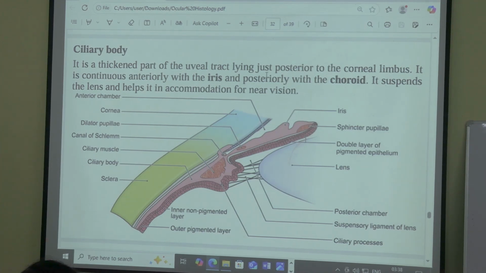What is the function of the pupil? It controls the amount of light entering the eyeball. How will it control this? Muscles are there. The contraction and dilatation of the muscle will increase and decrease the diameter of the pupil. So we have to study the different types of muscle present, and what the layers are. Again, 4 different layers are present.